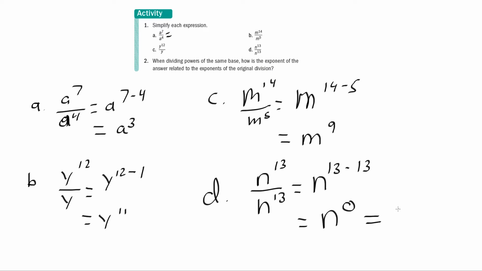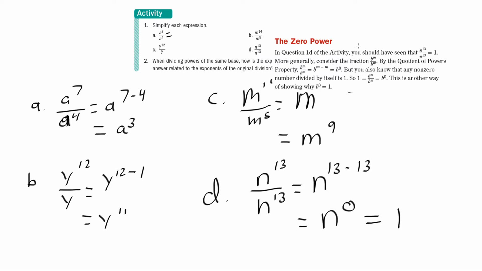Let's take a look here. The 0 power. In question 1D, which we just did, you should have seen that it equals 1. More generally, consider the fraction by the quotient of powers property. If we have b to the m over b to the m, it becomes b to the m minus m, which is equal to b to the 0. So we know that any non-zero number divided by itself is 1. This is the same number, so it's going to be 1. B to the 0 is 1. It's another way of showing that b to the 0th power, or any base to the 0th power, equals 1.